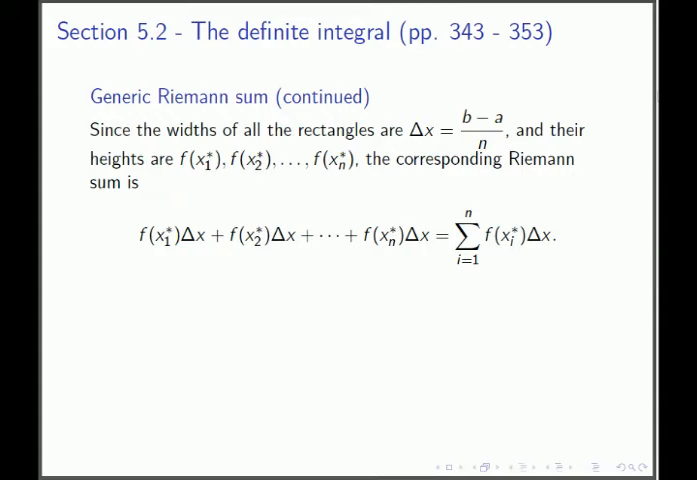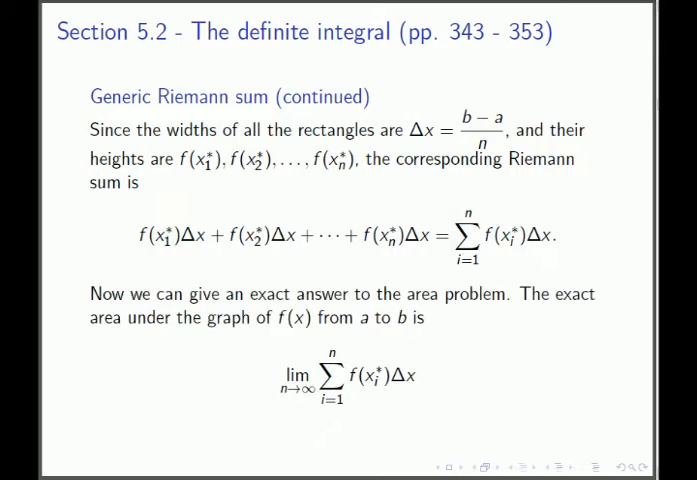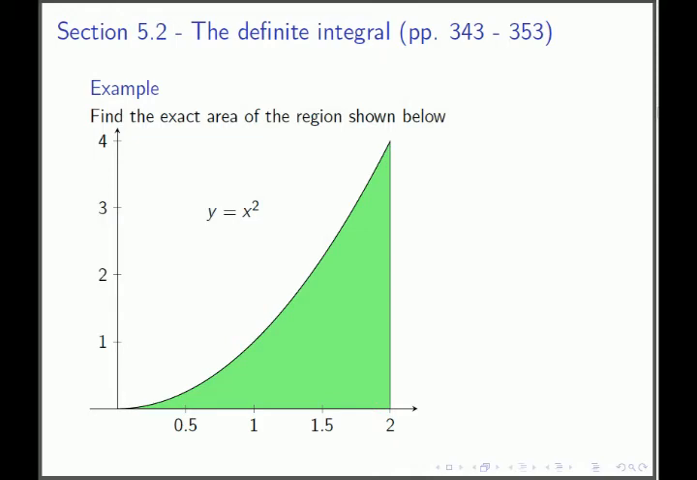Okay, now what is the corresponding Riemann sum? Well, the heights of the rectangles will be the function value at our sample points, f of x1 star, f of x2 star, and so on. And so the corresponding Riemann sum is f of x1 star delta x plus f of x2 star delta x, and so on up to f of xn star delta x, which we can compactly write using sigma notation. And now that we've done this, we can give the exact answer to our area problem. Our approximation using n rectangles was this Riemann sum, and now we simply let n approach infinity after we've computed that approximation. Let me show you how this works in practice.